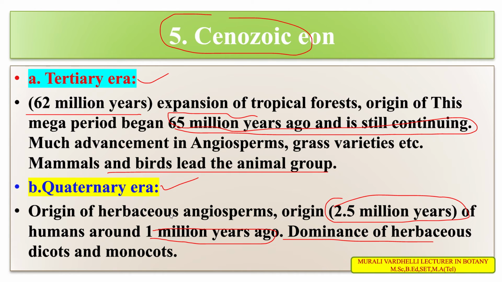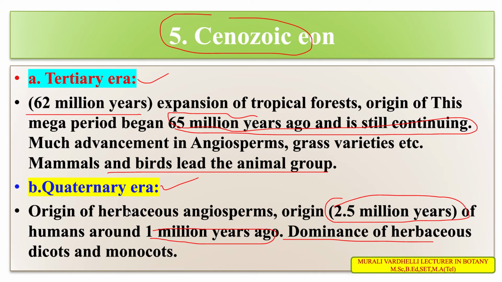Okay, this is the Cenozoic eon. So the Cenozoic eon is again divided into the tertiary era and the quaternary era. In this tertiary era, mostly mammals, birds and animal groups are well dominated, the advancement era. And the second one, the quaternary era, is the origin of herbaceous angiosperms, approximately 2.5 million years. It is the present continuing era.